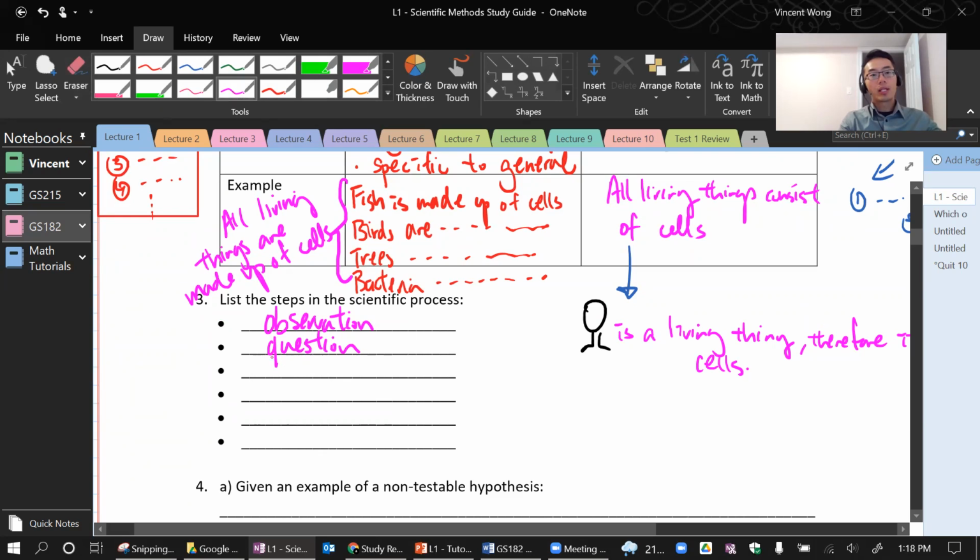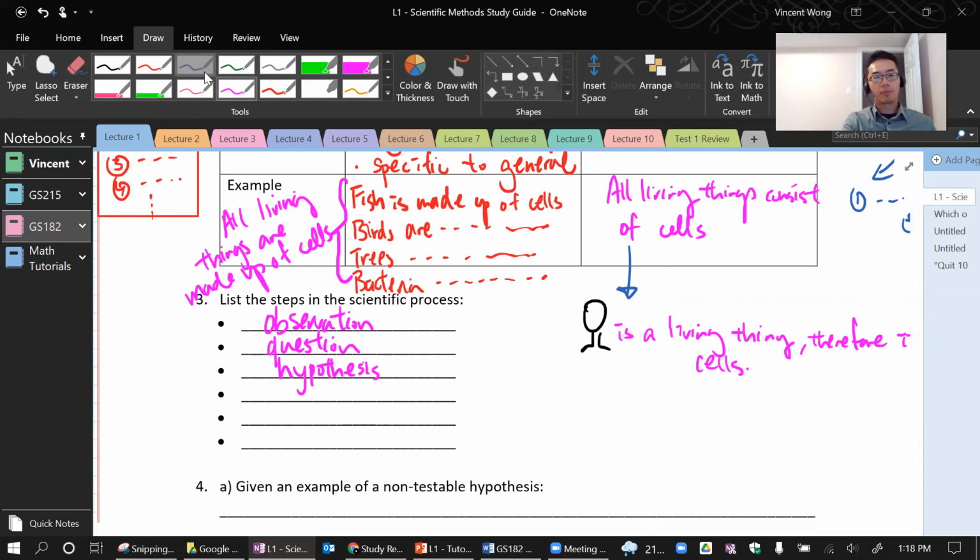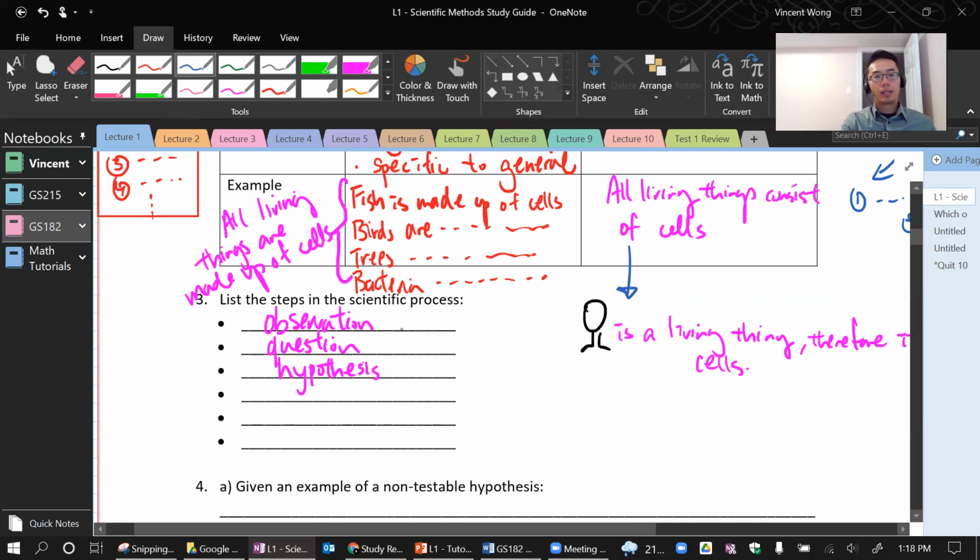And then to try to answer your own question, you're going to form a hypothesis. A hypothesis is a tentative answer. Some people call it an educated guess. I like tentative answers more. It doesn't have to be a guess. Now, for a hypothesis to be valid, it needs to be testable and falsifiable.